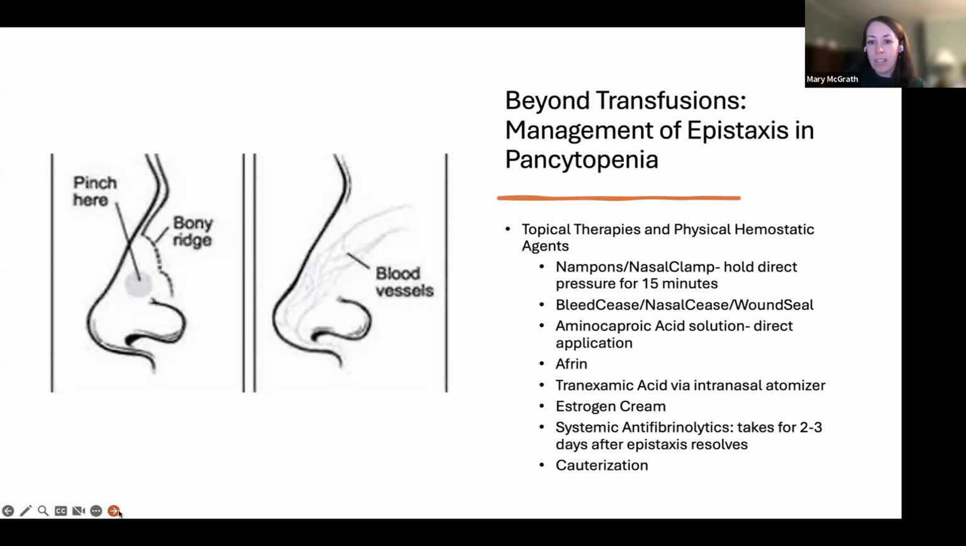Cauterization can also be used if patients are really not responding to any of the supportive care measures. And for anyone who has an underlying congenital or acquired bleeding disorder, obviously also treating those more directly if the bleeding is pretty severe. So, for instance, with individuals with von Willebrand disease, if they're having a really severe nosebleed that's been refractory to other therapies, using things like von Willebrand factor concentrates or intranasal DDAVP, if there are no contraindications, can be beneficial.